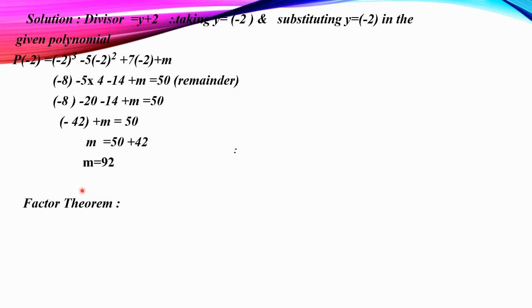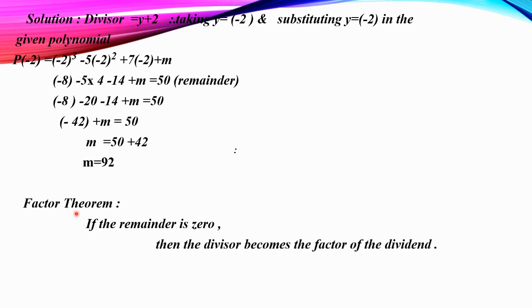Now, what is factor theorem? Factor theorem states that if the functional value is 0 at some value of c, that is, the remainder is 0, then x minus c is the factor. If the remainder is 0, that means the divisor becomes the factor of the dividend. We will solve an example.